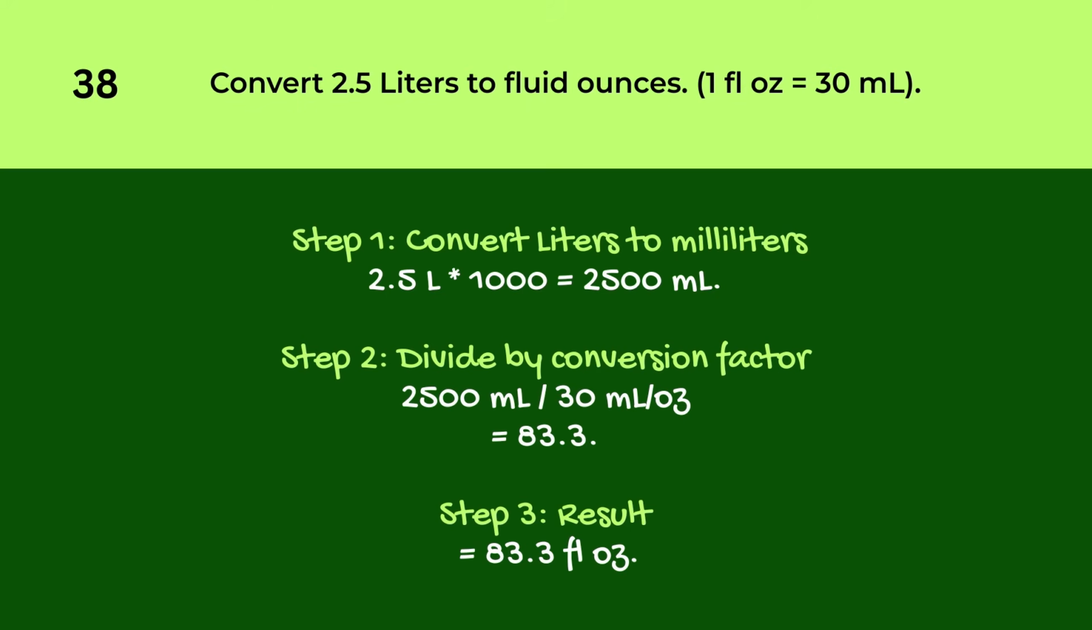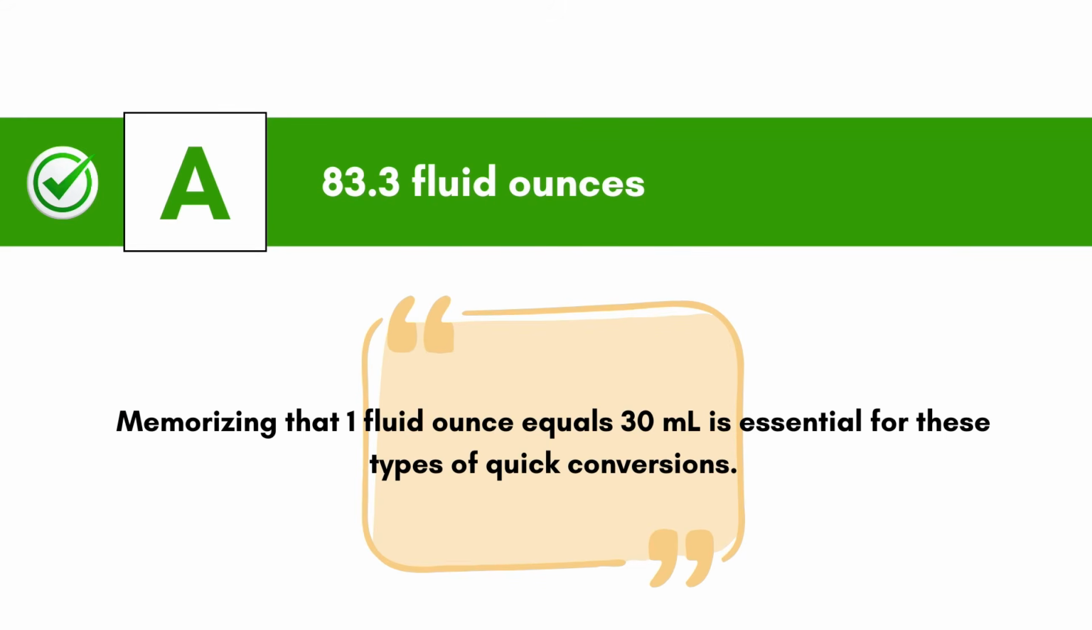First, we need to get everything into milliliters. We know that 2.5 liters is equal to 2,500 milliliters because there are 1,000 milliliters in a liter. Step 2 is converting those milliliters to ounces. We take our 2,500 milliliters and divide by the conversion factor of 30 milliliters per ounce. Check the math. 2,500 divided by 30 is roughly 83.3. Correct. Option A is the right answer. Memorizing that 1 fluid ounce equals 30 milliliters is essential for these types of quick conversions.